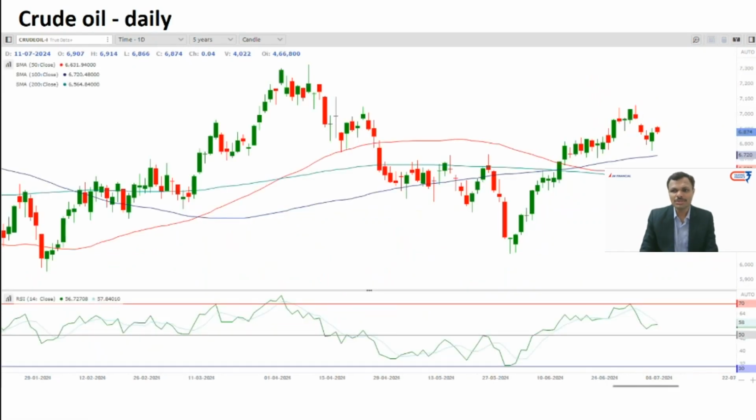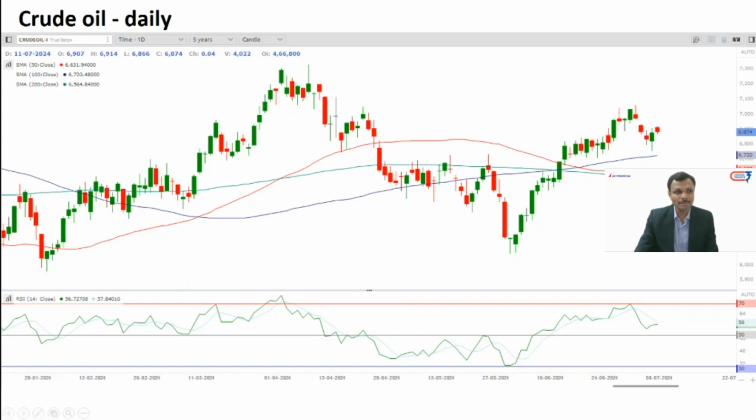Next, we'll look at crude. So what is happening in crude here? Prices, first thing, are trading above all their moving averages. So the trend is looking very much on the positive side. A little bit of a correction that we had seen in three trading sessions earlier this week, but that doesn't mean that the trend has changed. It is looking very much positive.